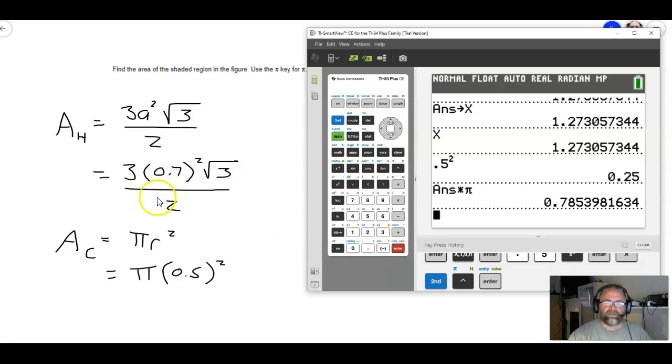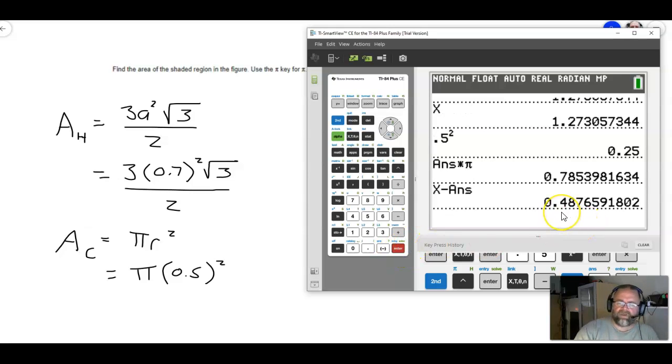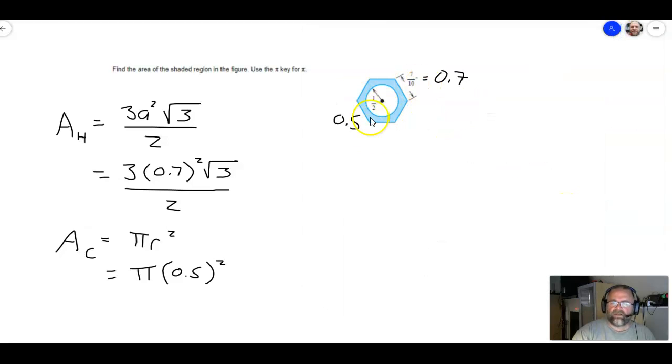And then I'm going to take the area from the hexagon and subtract the area from the circle. So I'm going to take the area from the hexagon, which I saved as x, and subtract the area from the circle, which I can get by using second answer to use my last answer. And I get, if I rounded to 1 decimal place, 0.5 inches squared.